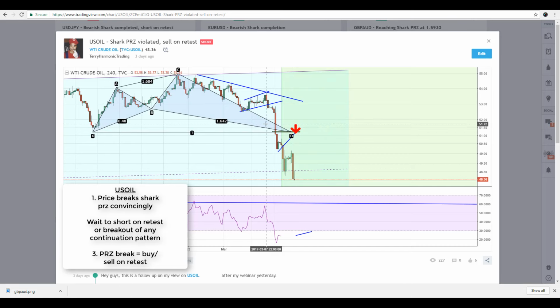But this is the kind of setup that is super high probability, and I'm really very excited for this kind of setup, because it's happening more and more often. It's high probability, and in the future it could become a very usable setup that I can share with you guys on TradingView.